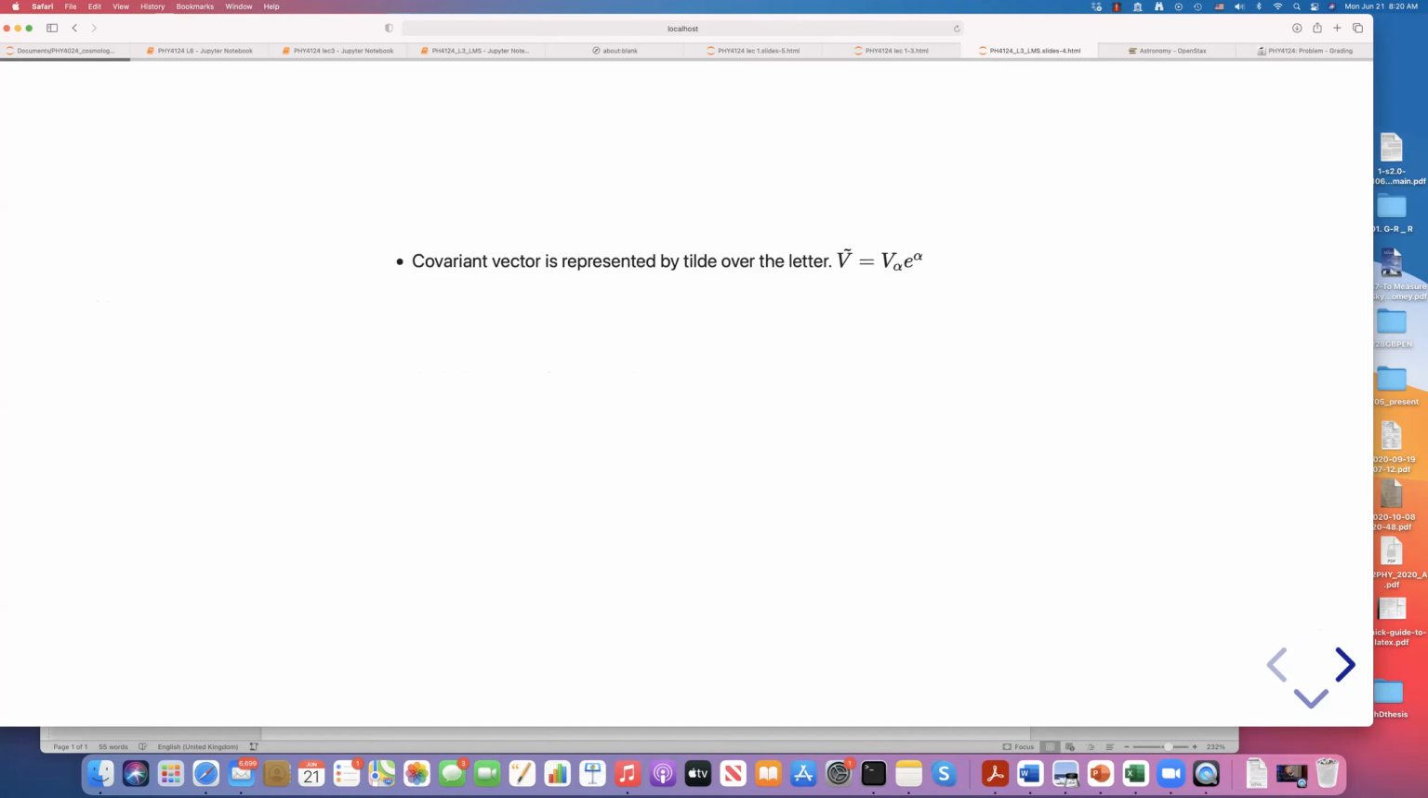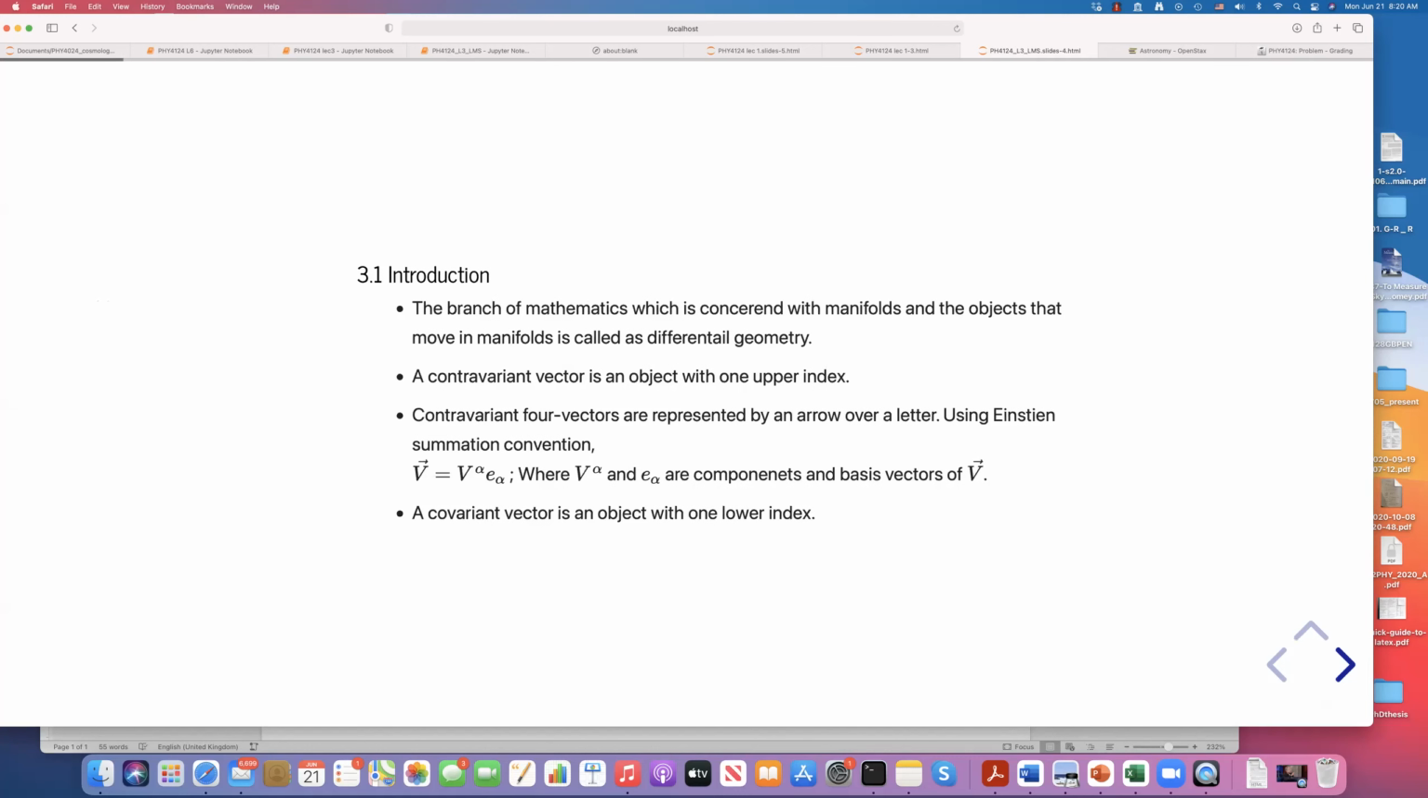Now, these covariant vectors are represented by a small tilde mark over the letter, as you see here. In Einstein's summation index, you write the same thing as V alpha, E alpha, but just see the difference here, right? That is the important thing.